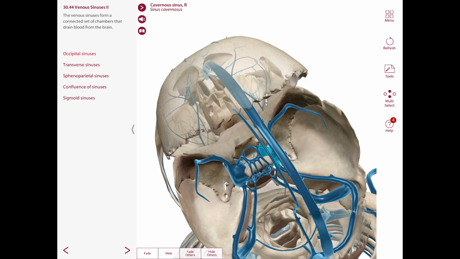The internal carotid artery and abducens nerve are located within the sinus. Also, cranial nerves 3 and 4, and the V1 and V2 divisions of the trigeminal nerve also run along the lateral wall of the sinus. And this is drained posteriorly by the superior and inferior petrosal sinuses.